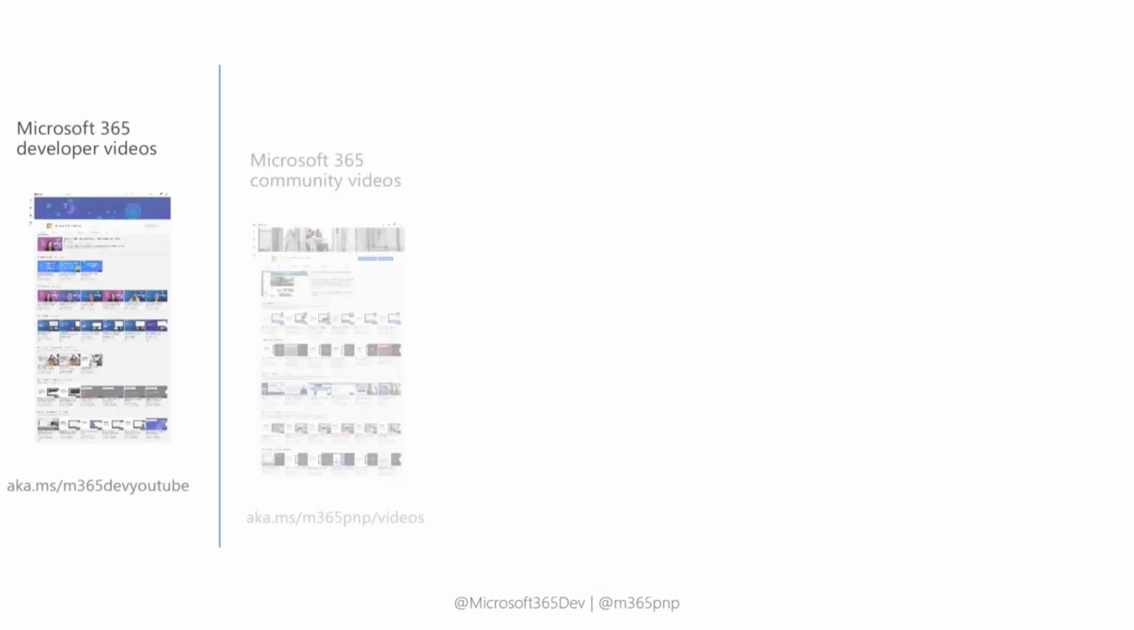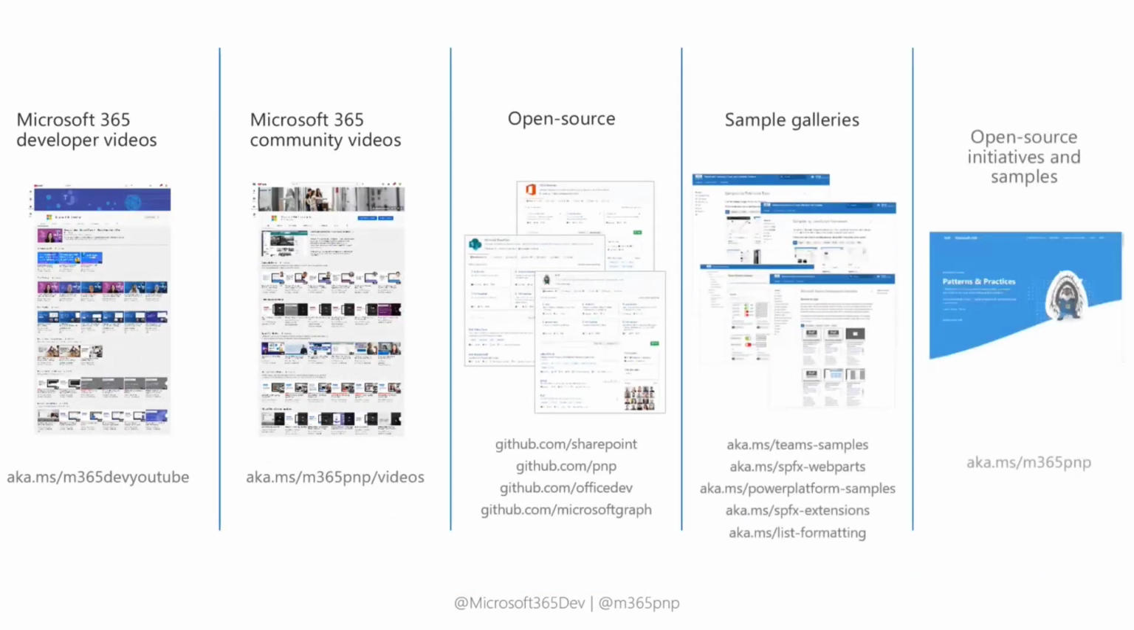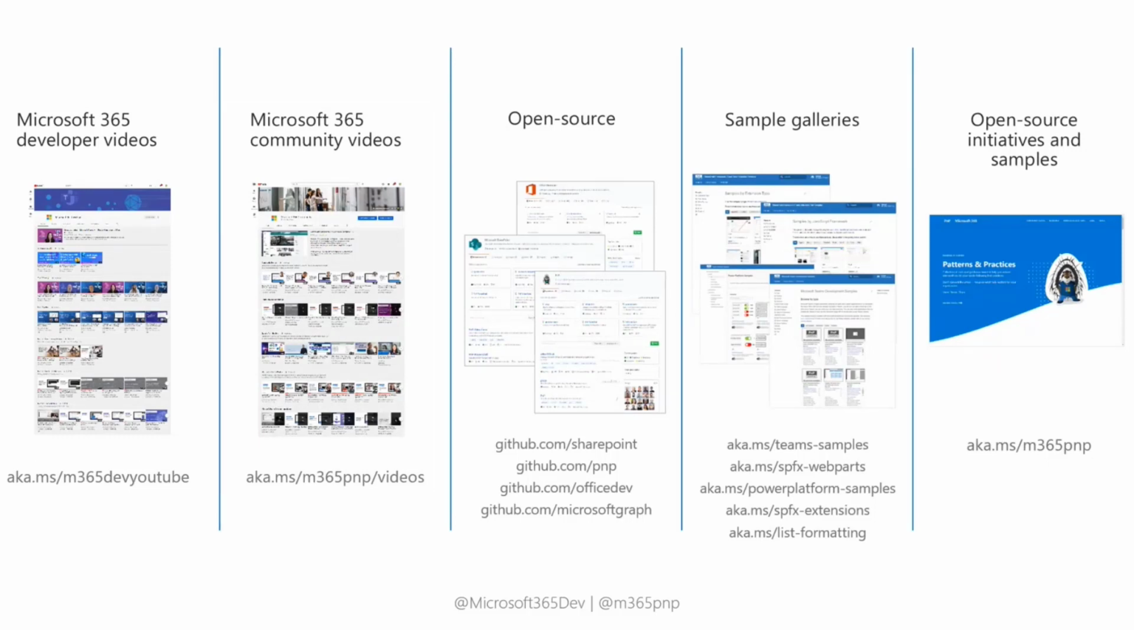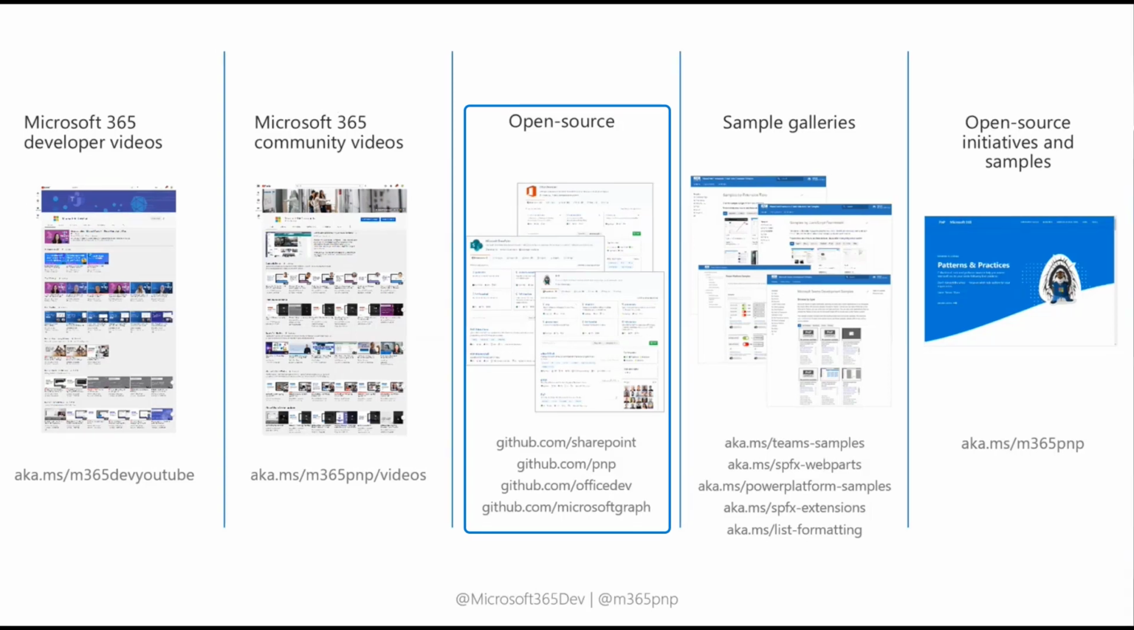Some of the resources we have available to you in the community. Let's start with our videos. There are developer videos and community videos. You can access both at the URLs you see on your screen. We also have a number of open source projects within SharePoint, PnP, Office Dev, and MS Graph, things like PnP PowerShell, CLI for Microsoft 365, and a number of other opportunities.